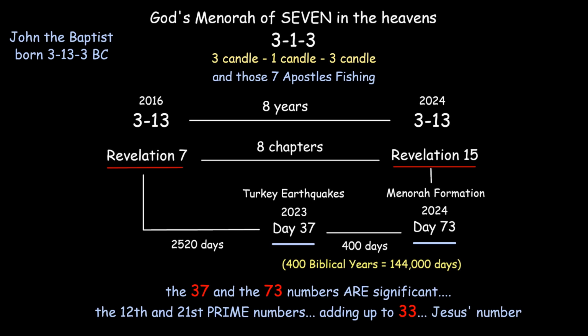And the Turkey earthquakes were also on day 37 of last year, and the menorah formation was day 73 of this year. These are both prime numbers, and the 12th and 21st prime numbers. These numbers also add up to 33, which is Jesus' number.